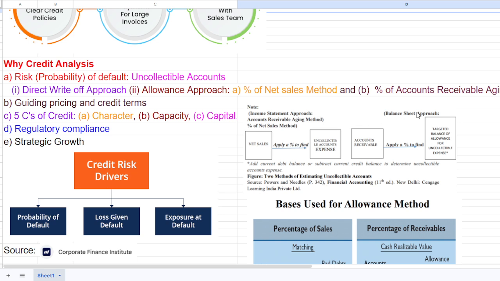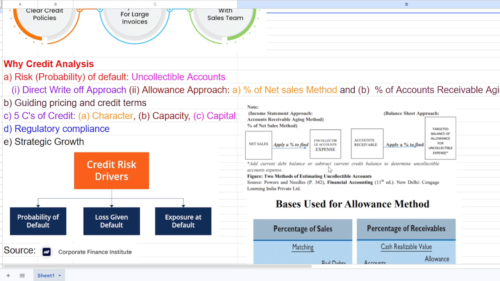Now what about the balance sheet? This is the accounts receivable approach, the aging method, under which we say that a certain percentage of the receivable would be uncollectible. But the point is that here we adjust any beginning balance that we might have from the previous year. When we have a current debit balance, we add it. At the same time, when we have a current credit balance, we subtract it.